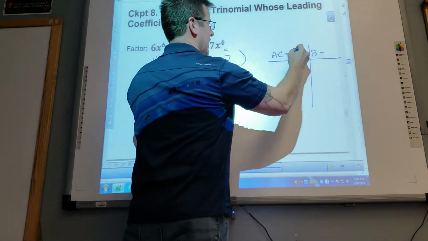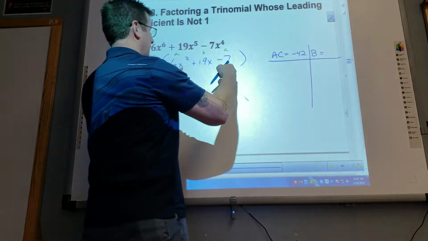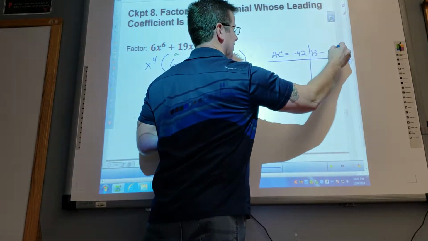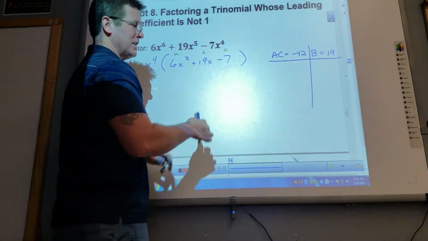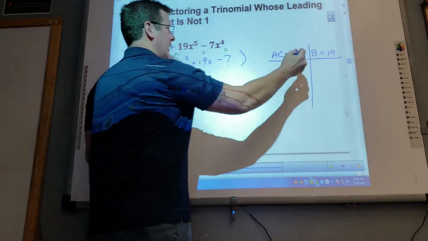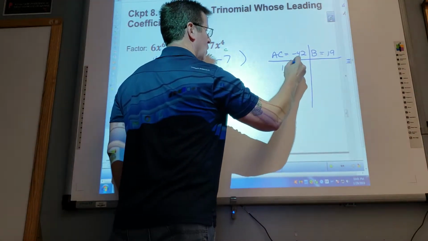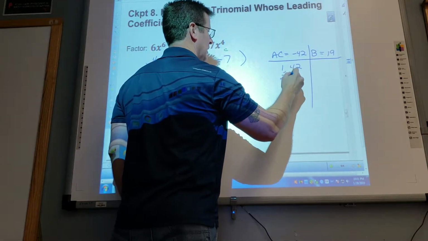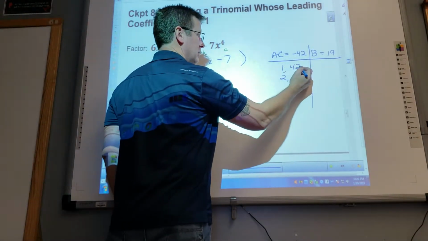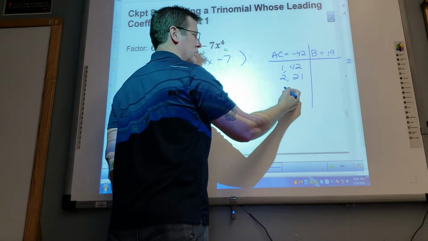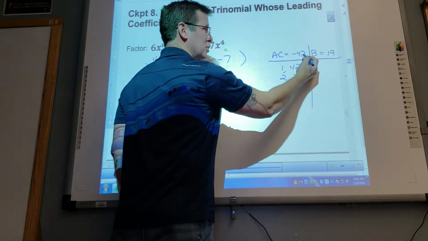What multiplies to negative 42 and then adds to 19? Now, because the negative is right here, that means one of these terms is negative. And then it has to add to a positive. So, which side is the negative going to be on? Well, first of all, I'm going to write my factors of 42. Start with 1. 1 times what is 42? 2 times, how many times does 2 go in there?